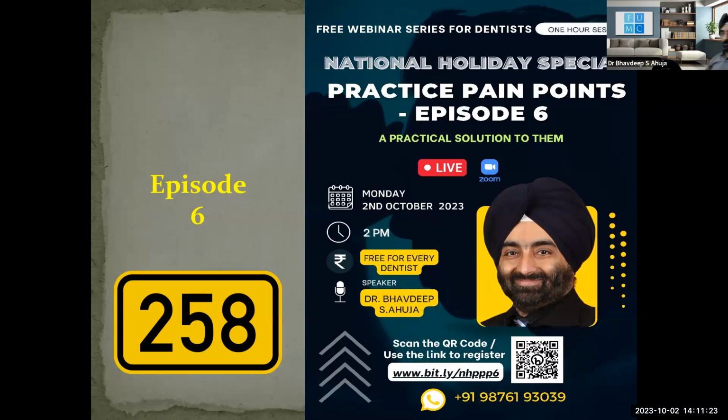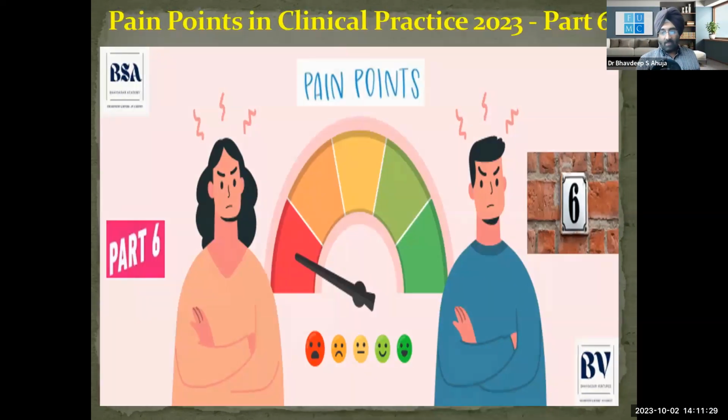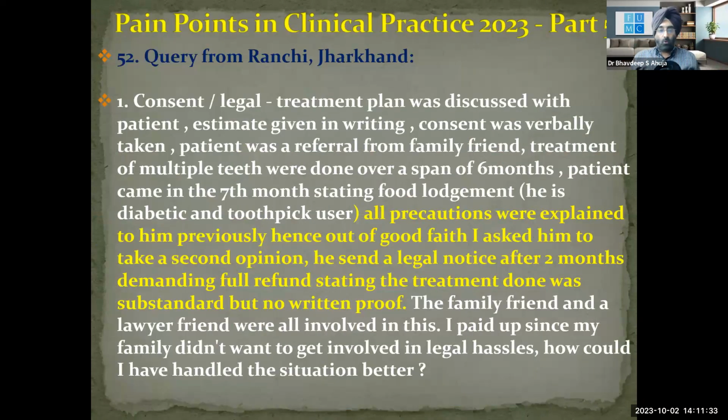Let's start with the session. So pain points episode number 6, part 6, query from Ranchi, Jharkhand, number 52. Consent, legal treatment was discussed with patient, estimate given in writing, consent was verbally taken, patient was a referral from a family friend, treatment of multiple teeth were done over a span of 6 months.